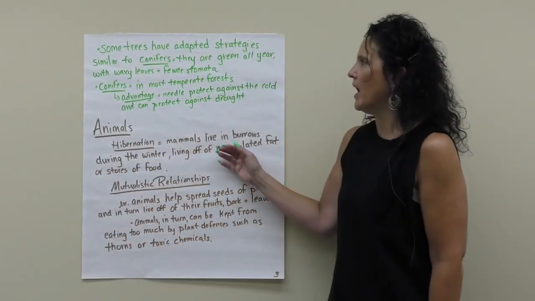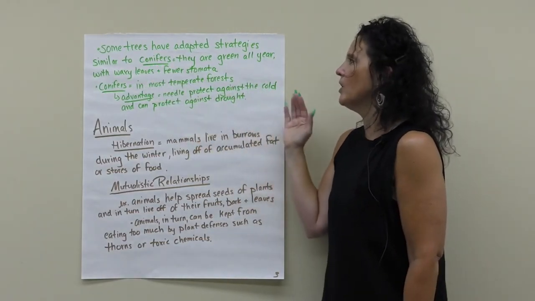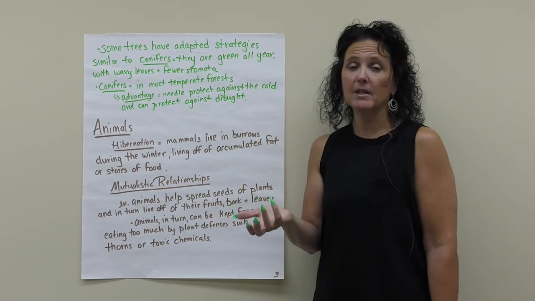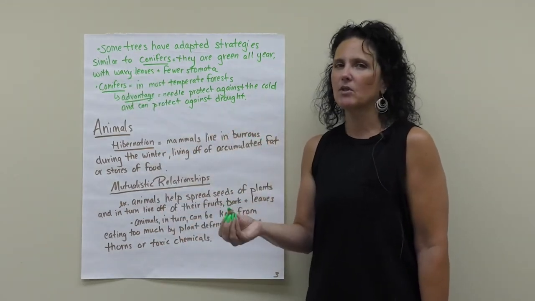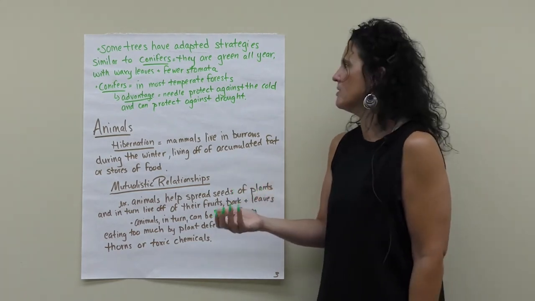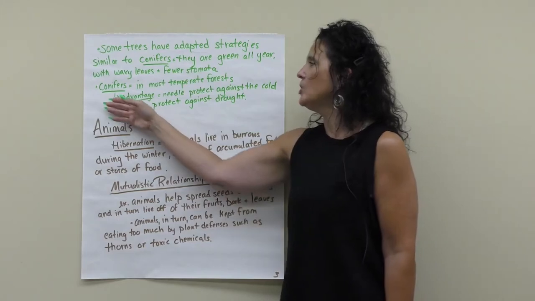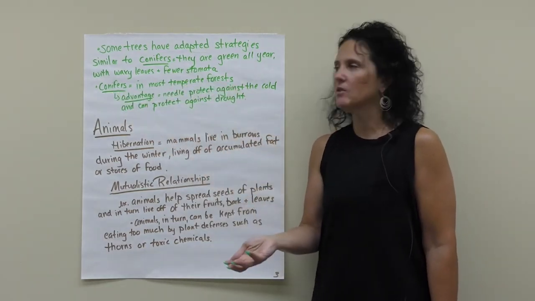Some trees have adapted strategies that are similar to the conifers, to the pine trees, right? They're green all year long, and what allows them to stay green is they have sort of a waxy coating on their leaves and fewer stomata on the bottom of their leaves, less exchange of the gas, the carbon dioxide and the oxygen. We do have conifers in most temperate forests. They're just not the most abundant trees.